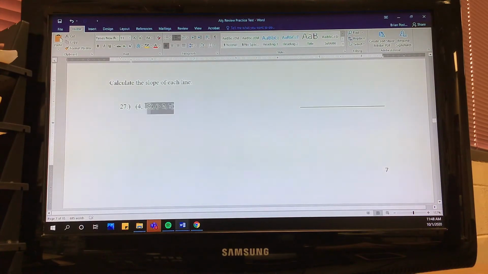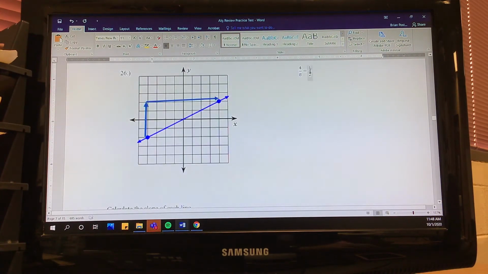All right, this is where we left off the other day in class. So starting here, we need to know our formula. Let's talk about the formula.